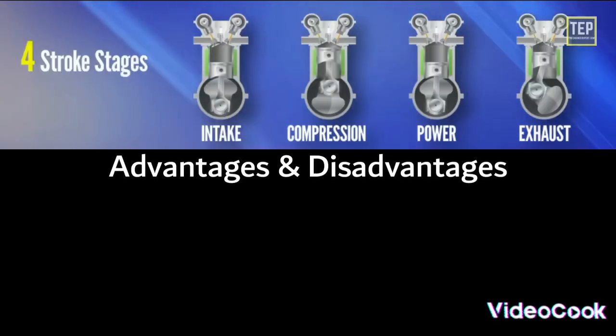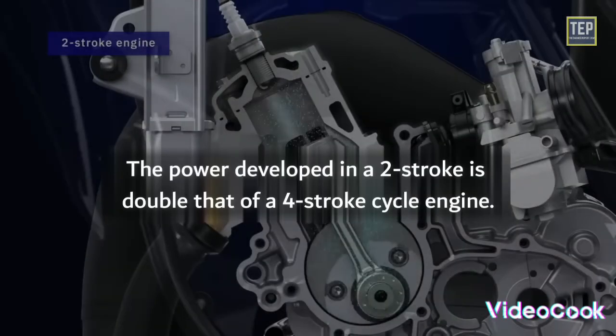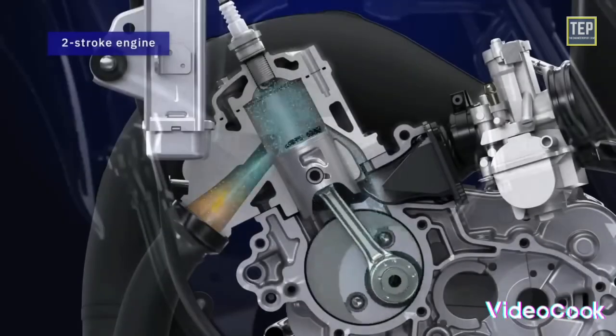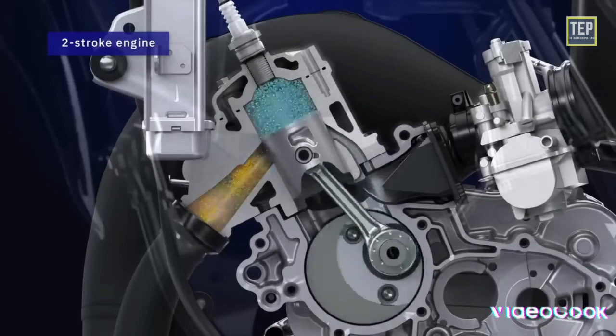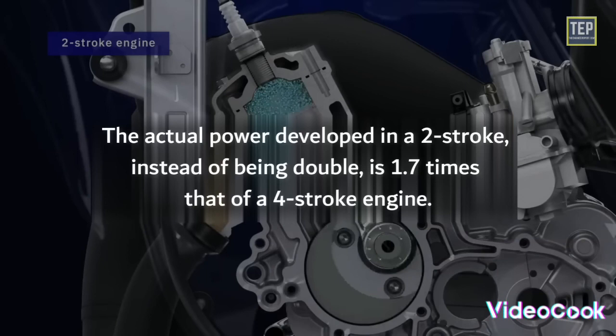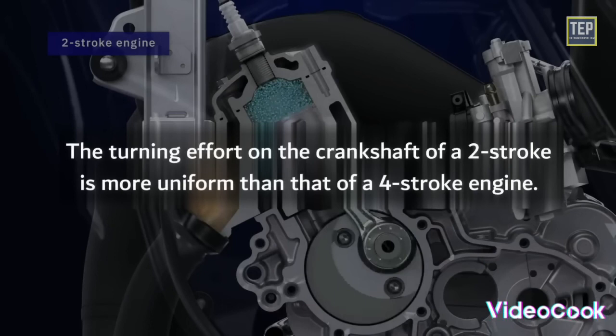Now let's look at the advantages and disadvantages of a two-stroke engine over a four-stroke engine. The power developed in a two-stroke is double that of a four-stroke engine. Due to shortening of the effective stroke length of the piston, and due to the fact that the engine has to operate the scavenging pump, the actual power developed in a two-stroke, instead of being double, is 1.7 times that of a four-stroke engine.